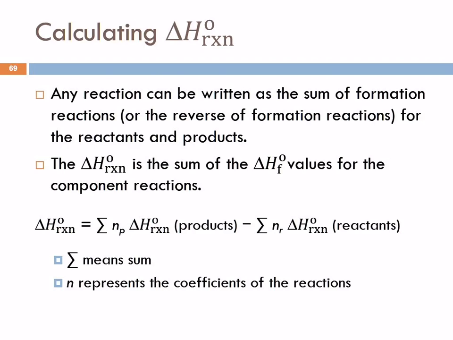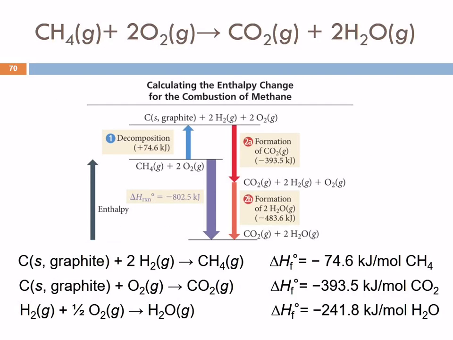Now, I think we're going to be doing an example. We're going to look at an example, and then we're going to do an example, and hopefully it'll start to come together. So this is a Hess's law diagram showing how we could figure out the enthalpy for this. So methane plus oxygen. This is the burning of methane.